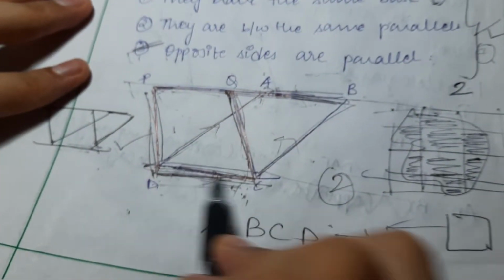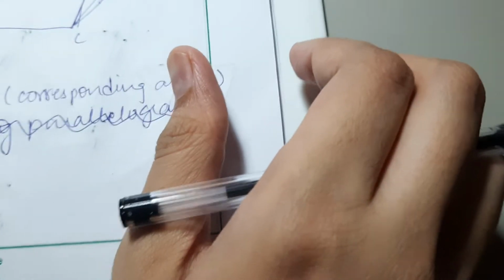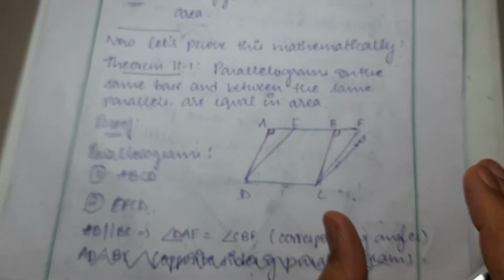Two parallelograms, same parallels and one base. Okay. Now how do we prove this mathematically? That is very important. So let's state this again. Okay, now let's frame this as a theorem.